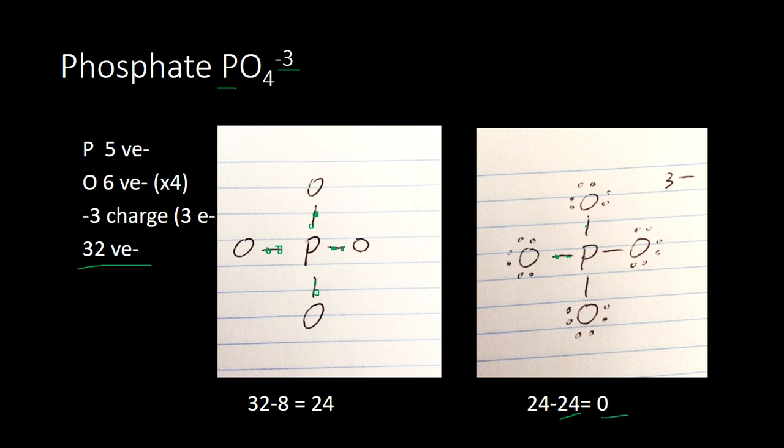But look, phosphorus has a complete octet, 2, 4, 6, 8, and each oxygen has a complete octet, 2, 4, 6, 8. So we're all good. So PO4 looks something like this, and we'll talk about that some more in a minute.